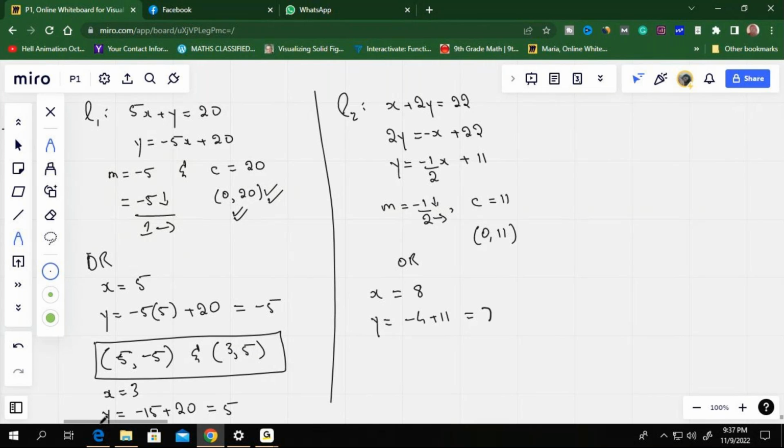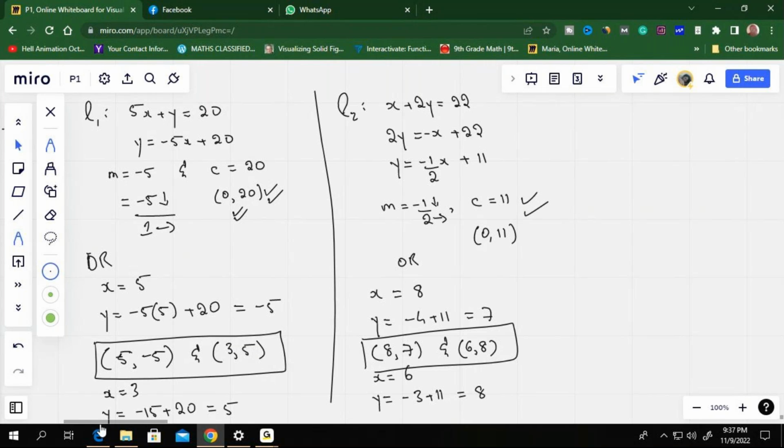So one of the points is 8, 7, easy to draw. And the other point I can pick up here: if the x value is 6, then y comes out to be minus 3 plus 11, so it is 8. So the other point I can see here is 6, 8. You can pick up these 2 points and draw the line, or you can go with respect to this method. It's totally your choice.